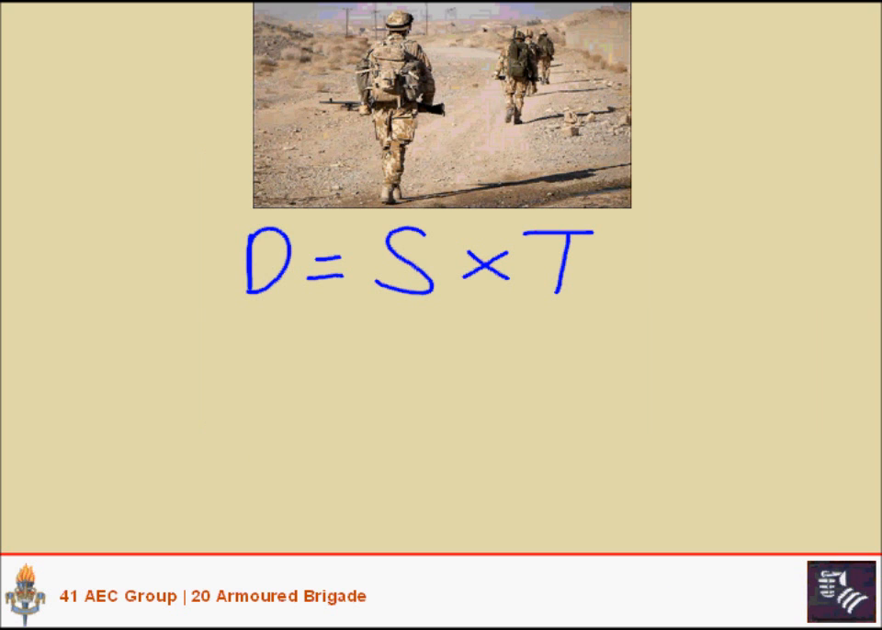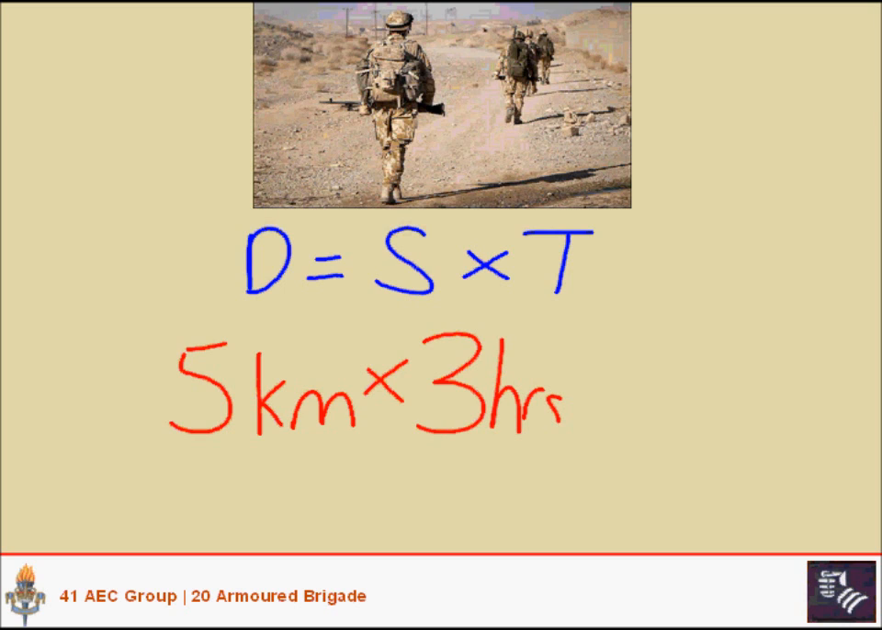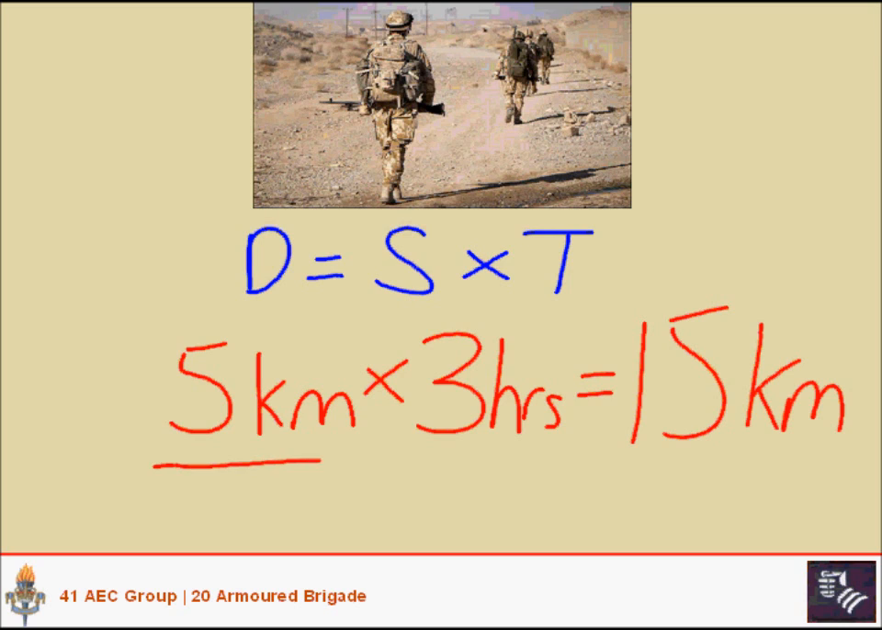The patrol walked at a steady pace of 5 kilometers per hour, and it took them 3 hours to reach the checkpoint. How far did they walk? Well, if they walked 5 kilometers in 1 hour, then in 2 hours they will walk 10 kilometers. So in 3 hours they will walk 15 kilometers. We work this out as distance equals speed times time, or 5 kilometers times 3 hours equals 15 kilometers. It's quite easy, isn't it?